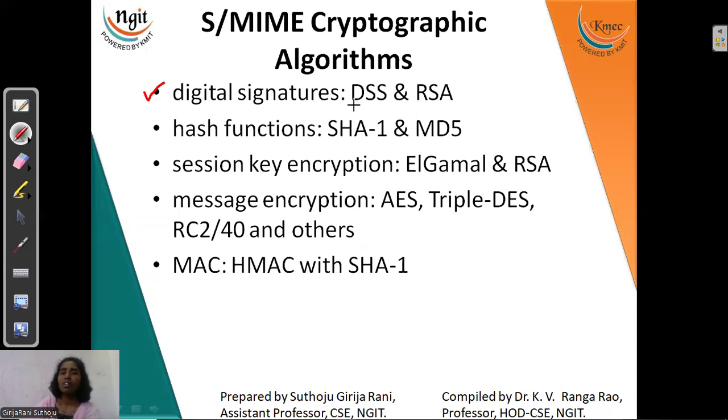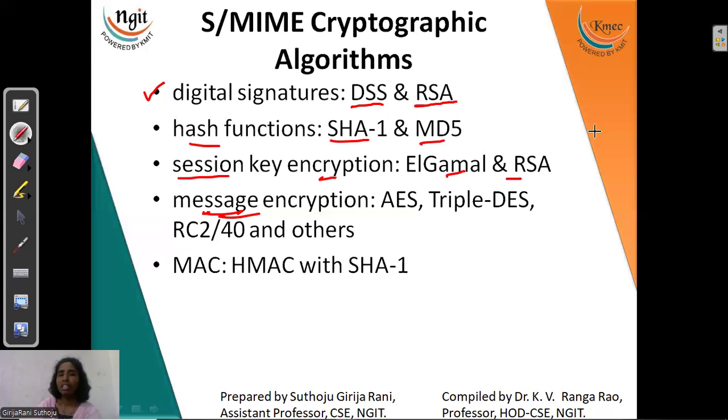We utilize the Digital Signature Standard for generating digital signatures, and for key pair generation we utilize the RSA algorithm. Next, for hashing, SHA-1 and MD5. SHA-1 is utilized in a number of applications and protocols, so it plays an important role. For session key generation, mostly we go for ElGamal or RSA itself. Next, message encryption and session key encryption.